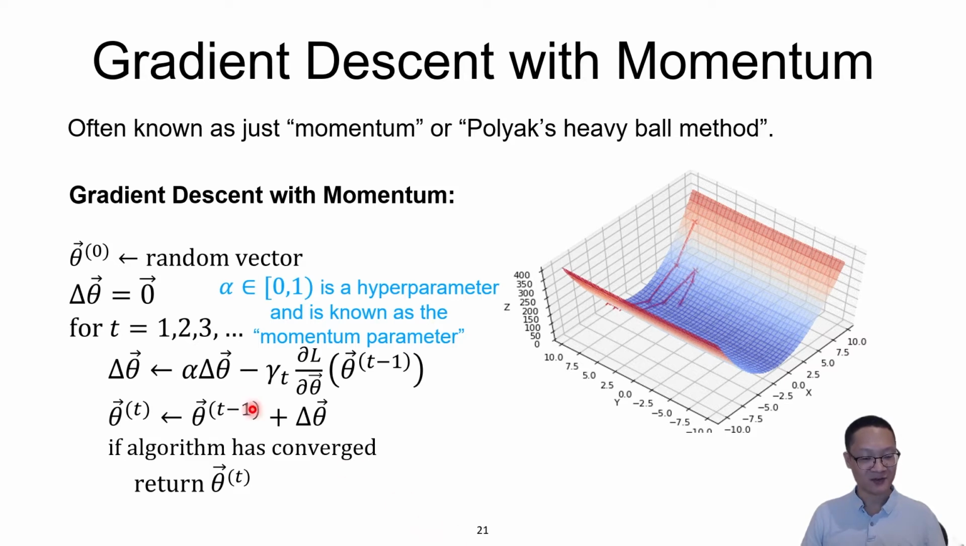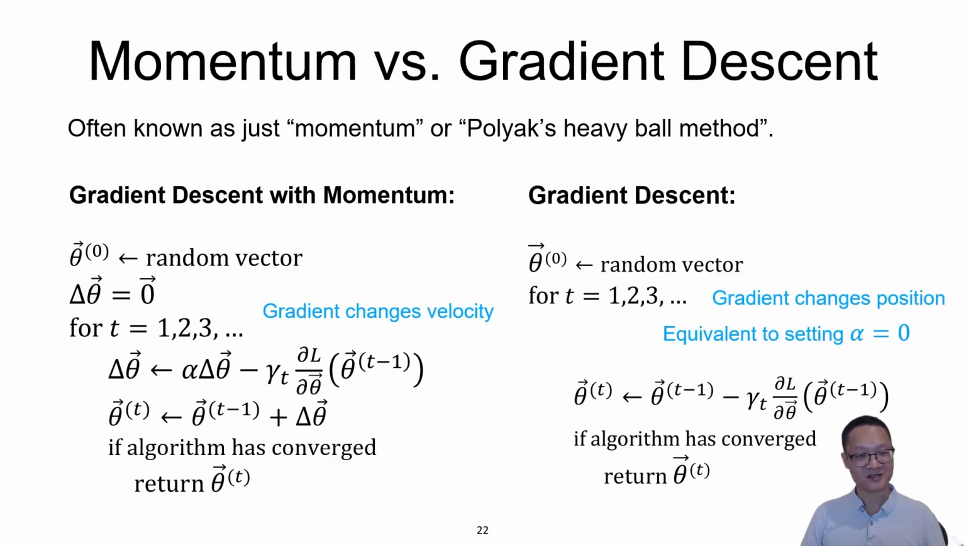Now maybe you have noticed that previously we had one hyperparameter, gamma t, but now we have another hyperparameter, alpha, which is between 0 and 1. This is called the momentum parameter. So we have the momentum parameter and the step size or learning rate. Alpha basically controls how much of the previous velocity we keep. Okay, so that's momentum, and let's do a side-by-side comparison between momentum and gradient descent.